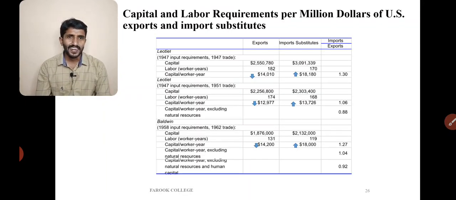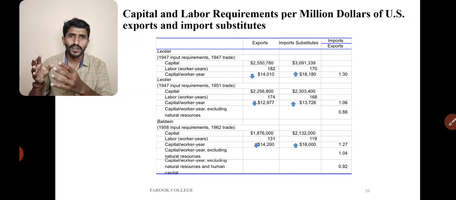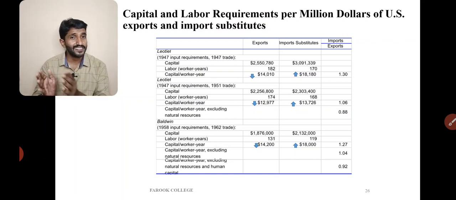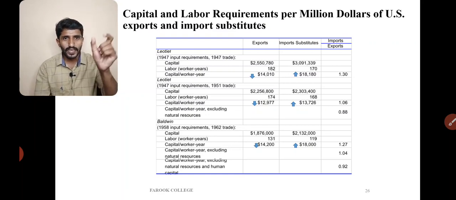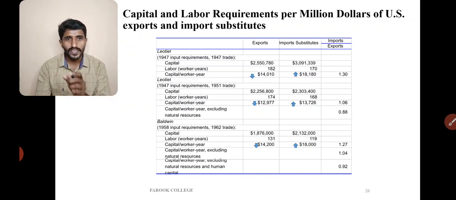So why did he say that? He tested what kind of commodities the US is exporting and what kind of commodities the US is importing, whether they are capital intensive or labor intensive. Firstly, he took the data of 1947. He divided it here, and the graph is given there. It shows how much capital is used in exports, how much labor is used, and the capital per worker ratio, meaning how much capital is used per worker.